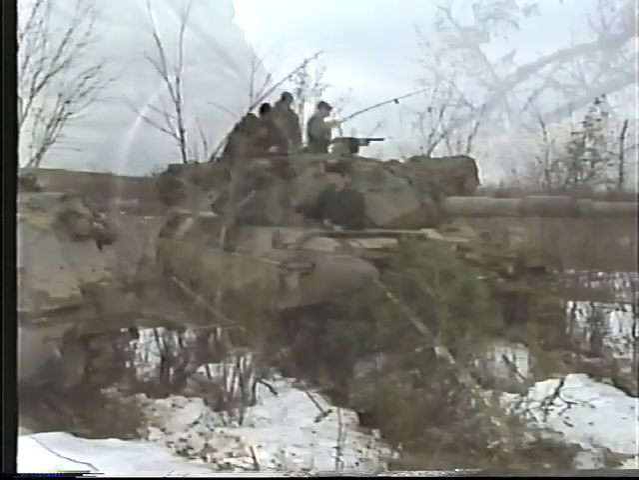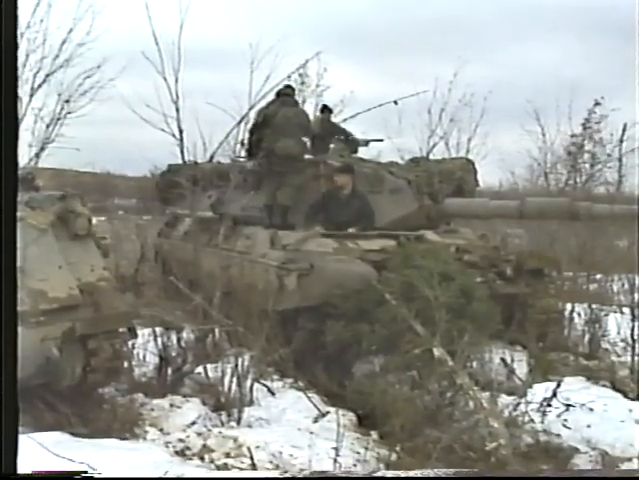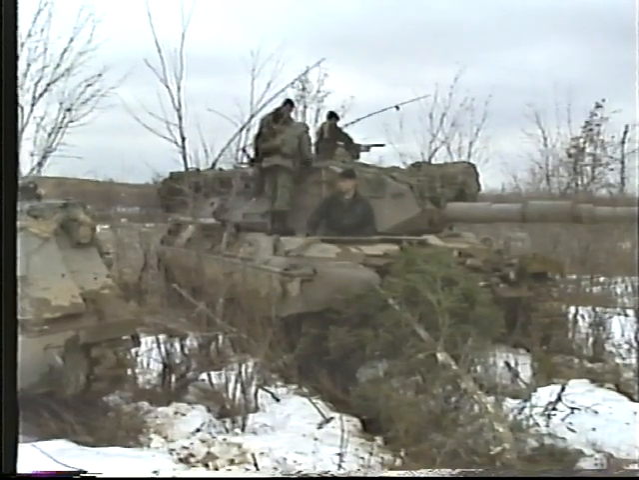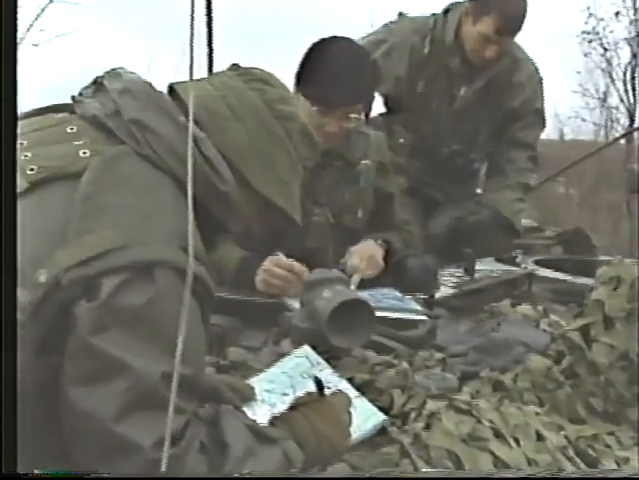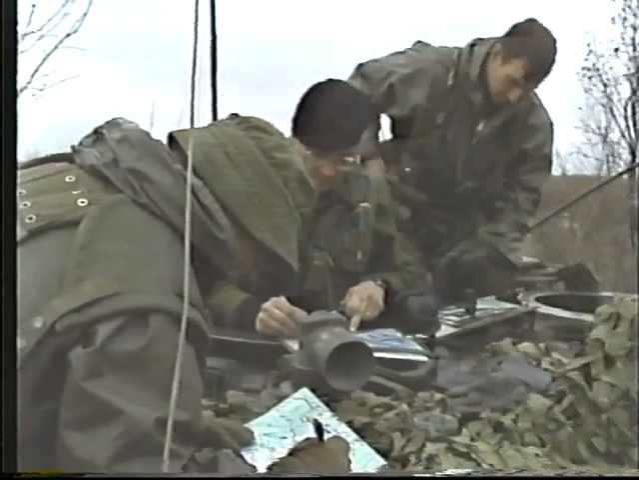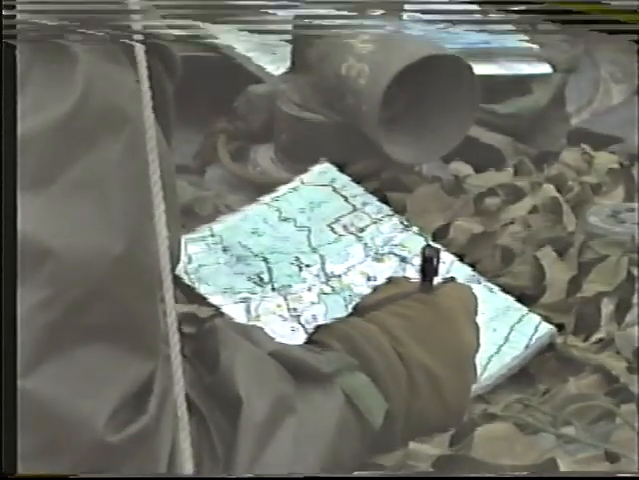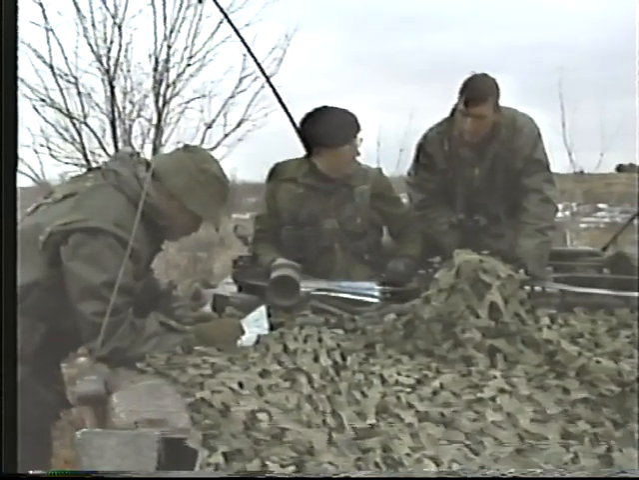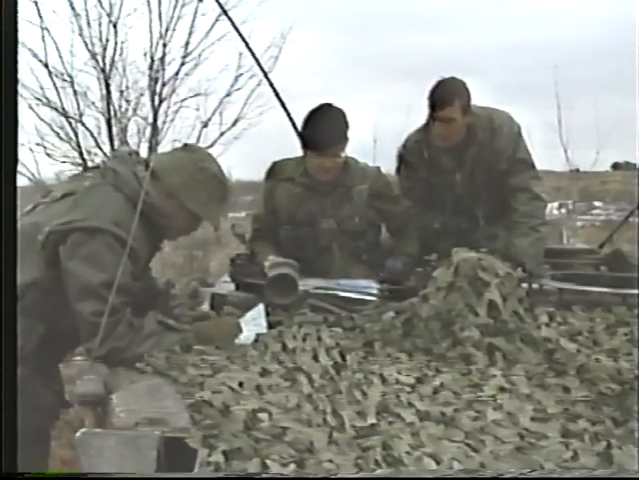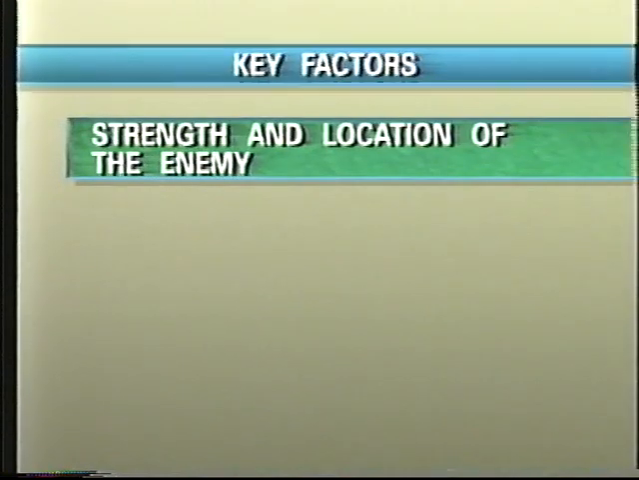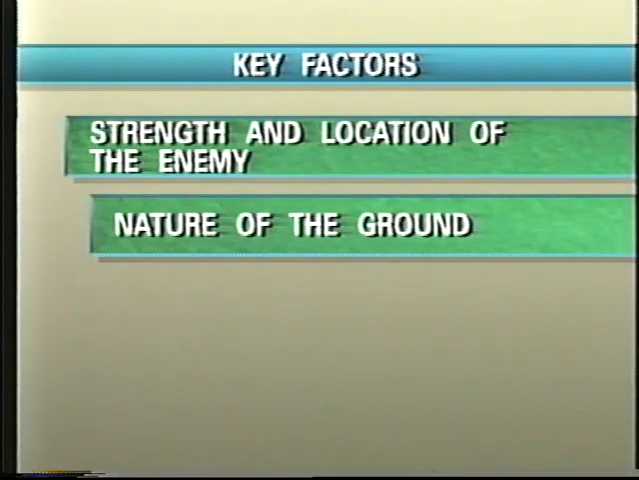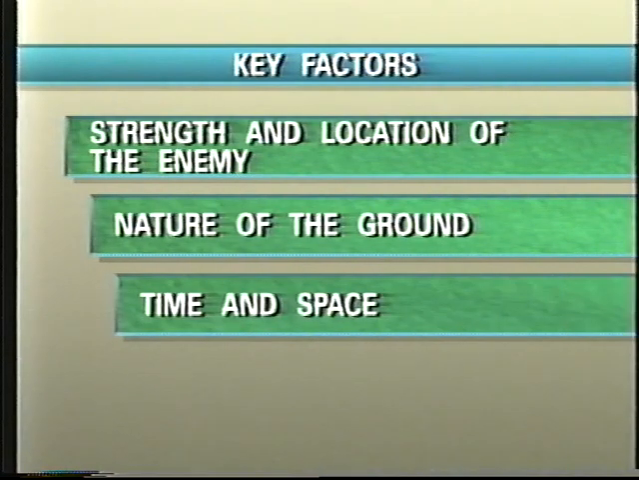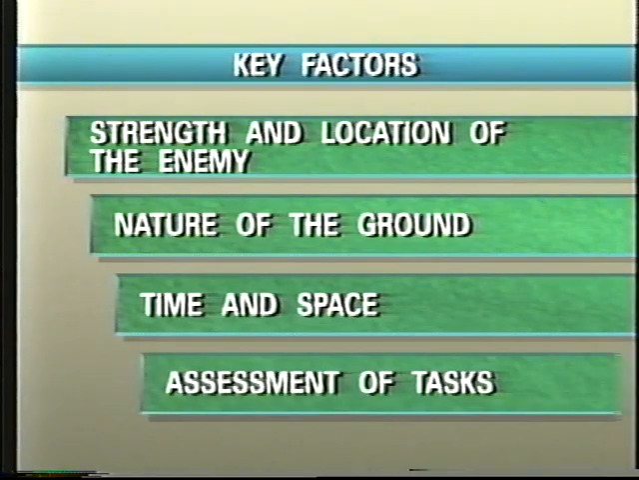The attack has begun, with the combat team commander following the normal process of a standard military estimate. In consultation with the company commander and the forward observation officer, he considers a number of key factors, including the strength and location of the enemy, the nature of the ground between the combat team and the objective, the time and space requirements, and an assessment of tasks for the coming operation.